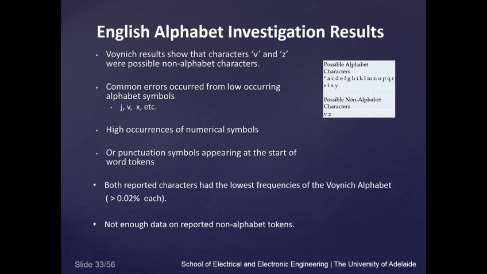Based on these results, we saw that characters within the Voynich that could be non-alphabet characters were both V and Z. What we noticed with our errors, though, was that low-occurring alphabet symbols could be categorized as non-alphabet, or high occurrences of numerical symbols or punctuation tokens appearing at the start of word tokens could also be categorized as possible alphabet tokens. Both reported characters that we found here had very low frequencies within the Voynich alphabet, of less than 0.02% each. Based on this, we concluded that there's not enough data to really support that these were non-alphabet tokens.